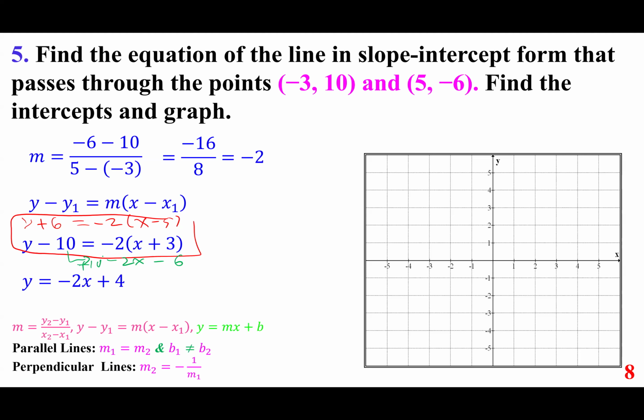One of the things I highly recommend you always do: after you find the answer, since we used this pair, check it out with this pair. If it doesn't check out, we've made a mistake. So if you plug in 5, negative 2 times 5, negative 10 plus 4 is negative 6. That's how you check, and it takes a split second.